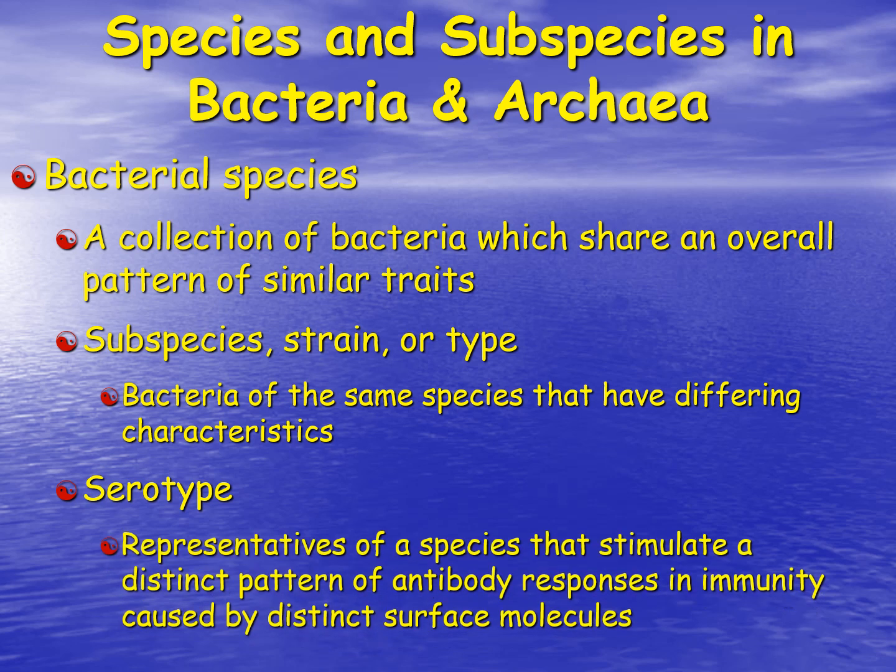Serotypes are representatives of a species that stimulate a distinct pattern of antibody response in immune systems by distinct surface molecules. So, for example, E. coli O157:H7 is a strain of E. coli, but it's also a serotype because it has a specific polysaccharide called the O157 lipopolysaccharide that's found in its cell wall. The H7 actually refers to a specific form of the flagellin protein found in its flagella. So, not only is it a strain, but it's also a serotype.